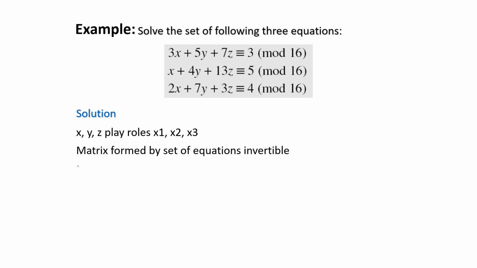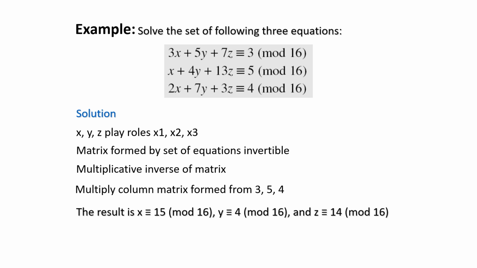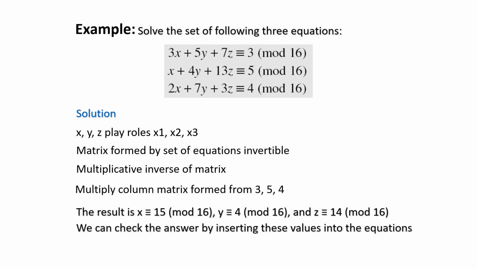We find the multiplicative inverse of the matrix and multiply it by the column matrix formed from 3, 5, and 4. The result is x ≡ 15 (mod 16), y ≡ 4 (mod 16), and z ≡ 14 (mod 16). We can check the answer by inserting these values into the equations.